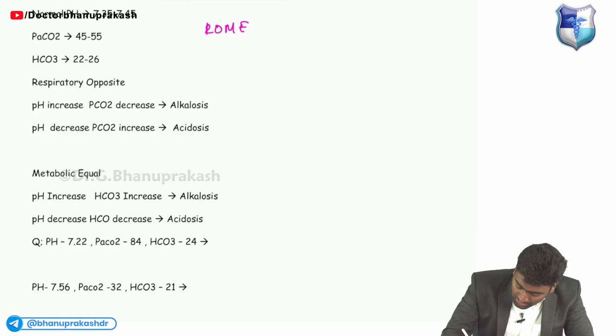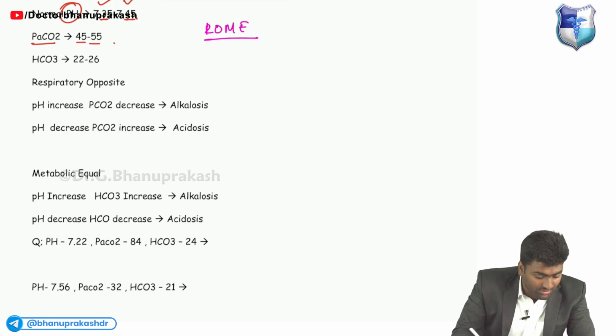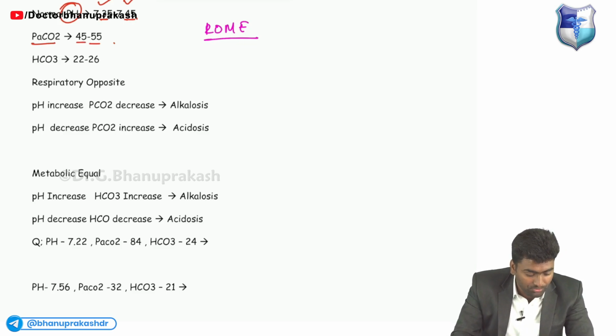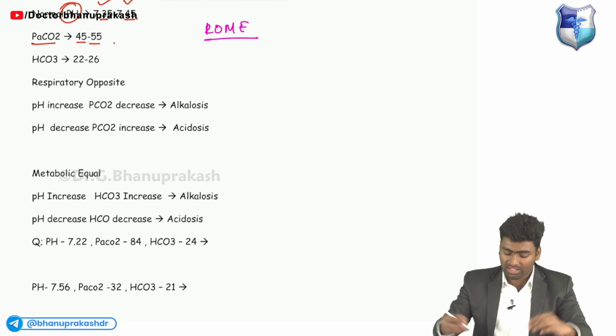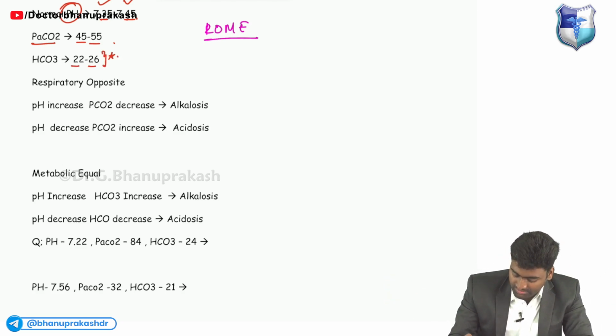ROME. Okay, these are the normal values. To remember these normal values, remember 35, 45. The normal pH is 7.35 to 7.45, whereas the normal PaCO2 is 35 to 45. So remember these two concepts, and HCO3, if you are able to remember it, well and good. It is 22 to 26. Fine. Remember it is ROME.